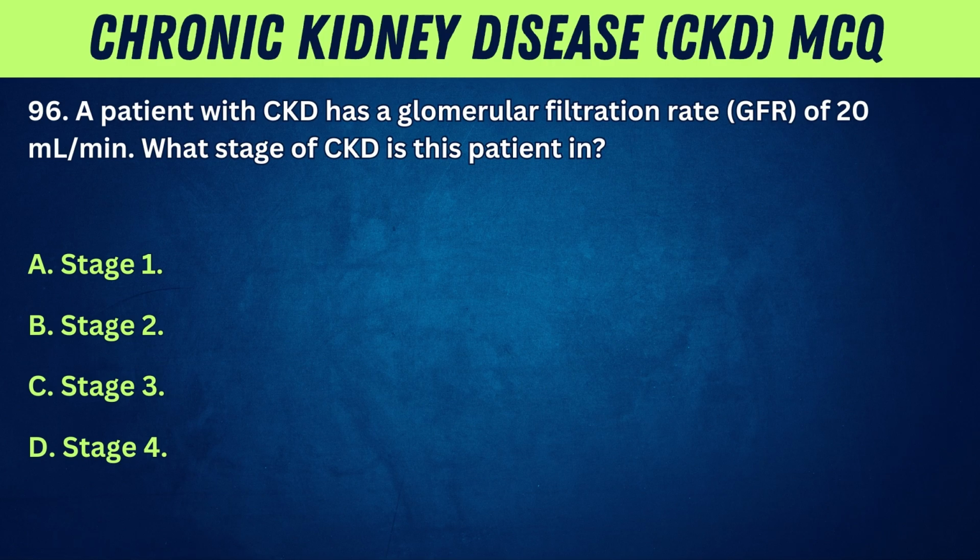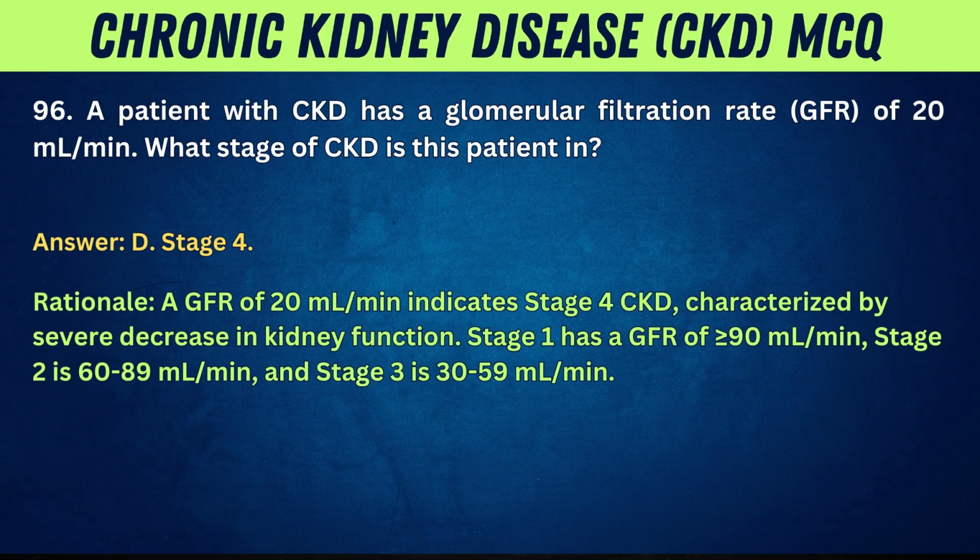96. A patient with CKD has a glomerular filtration rate, GFR, of 20 milliliters per minute. What stage of CKD is this patient in? A. Stage 1. B. Stage 2. C. Stage 3. D. Stage 4.